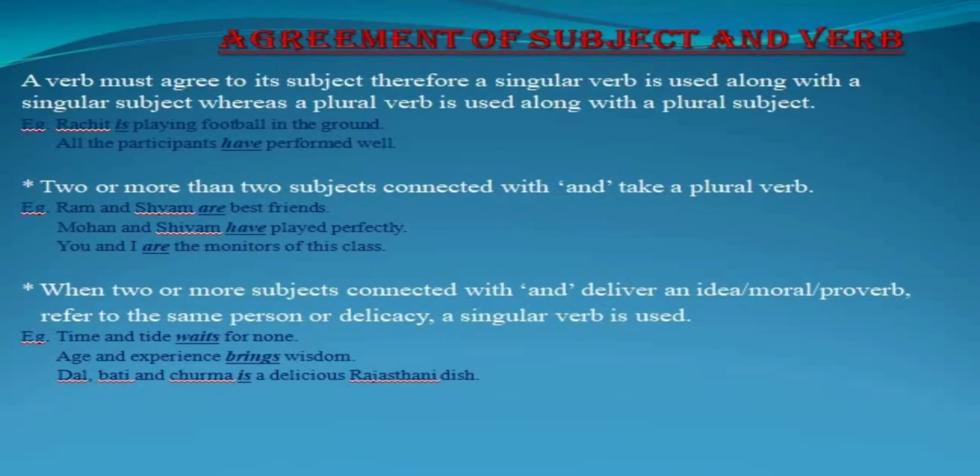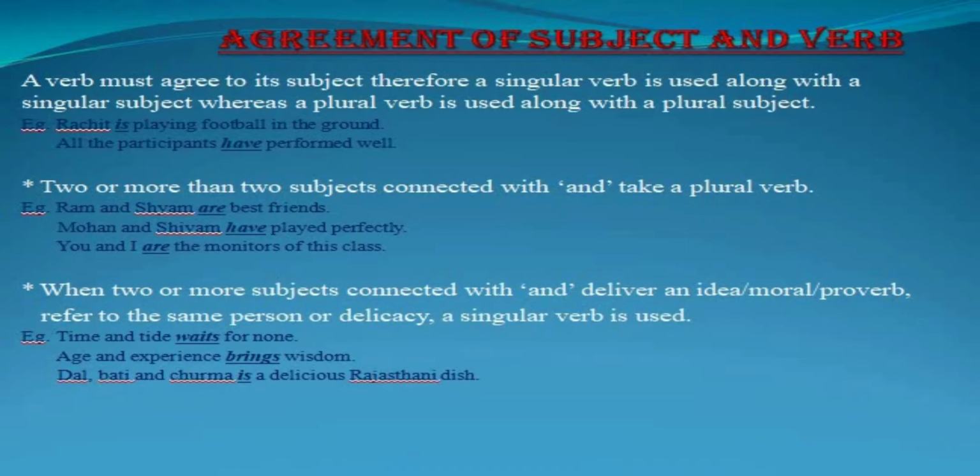Good morning, students. This is your English class, and the topic is agreement of subject and verb. Its definition is that a verb must agree with its subject. Therefore, a singular verb is used along with a singular subject, whereas a plural verb is used along with a plural subject. And here are a few examples to understand it properly.